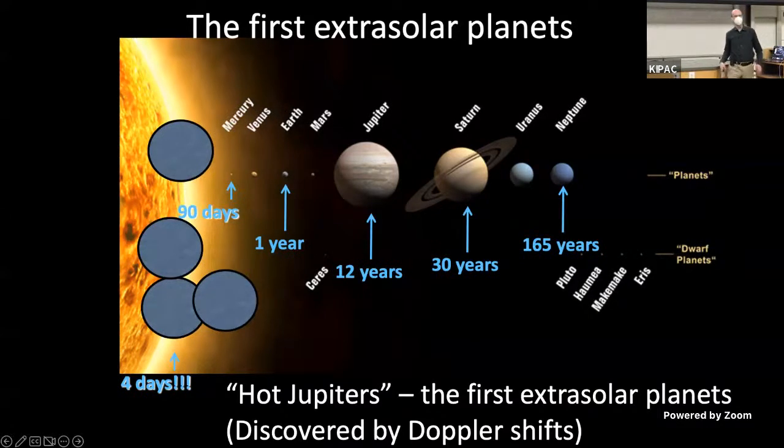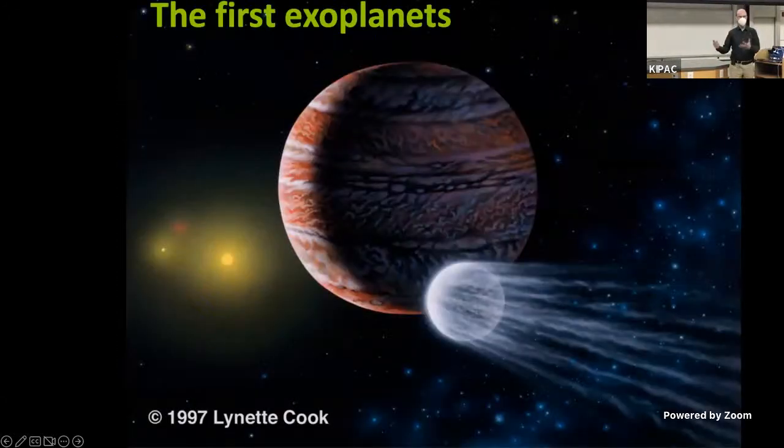We did come up with a name for them. We call them hot Jupiters because they're close to the star, so they have temperatures of thousands of degrees. They're the size of Jupiter, and they were the first extrasolar planets discovered. And at the time, it was astonishingly exciting. People eventually got Nobel Prizes for this.